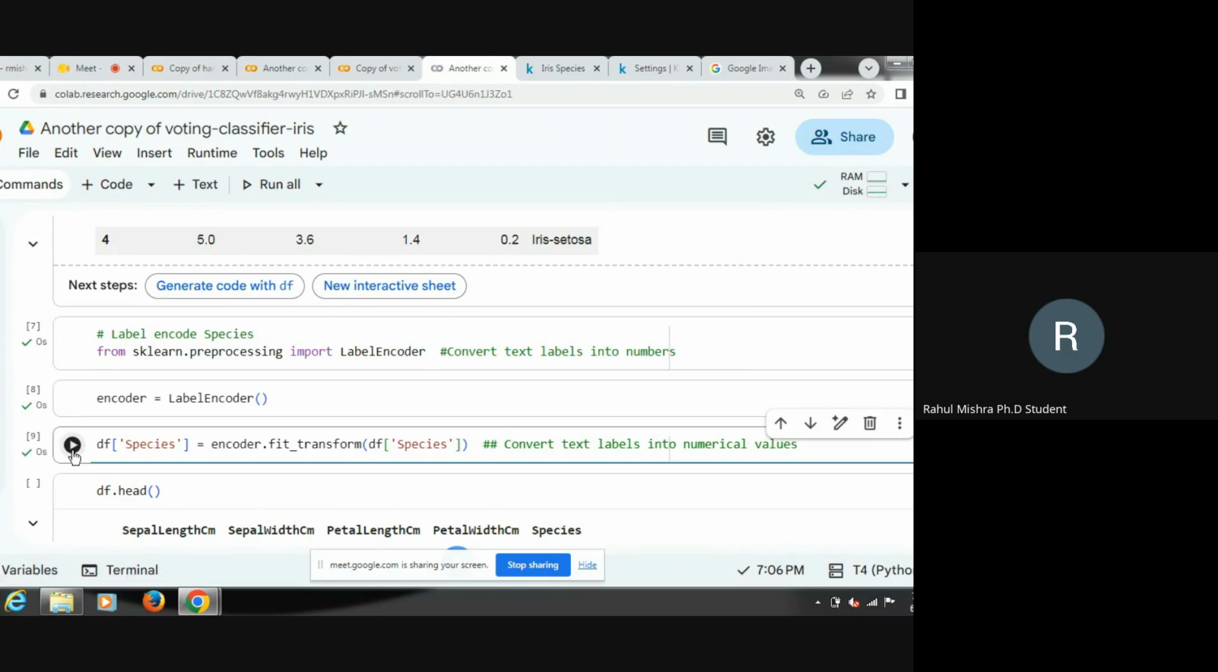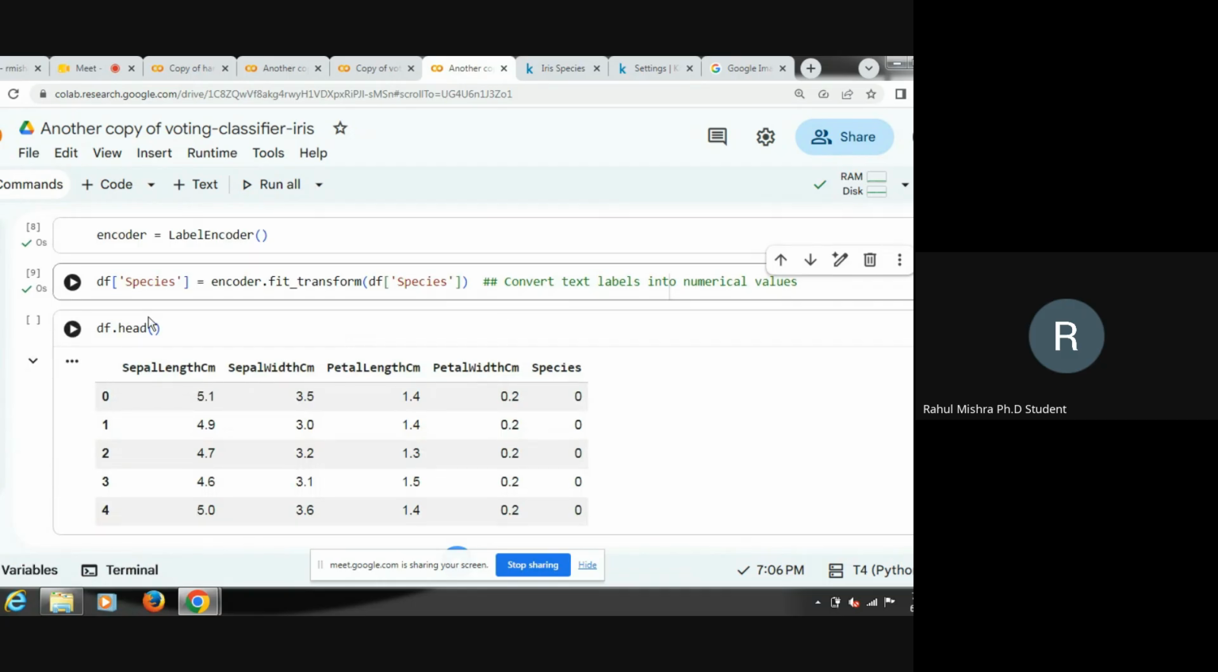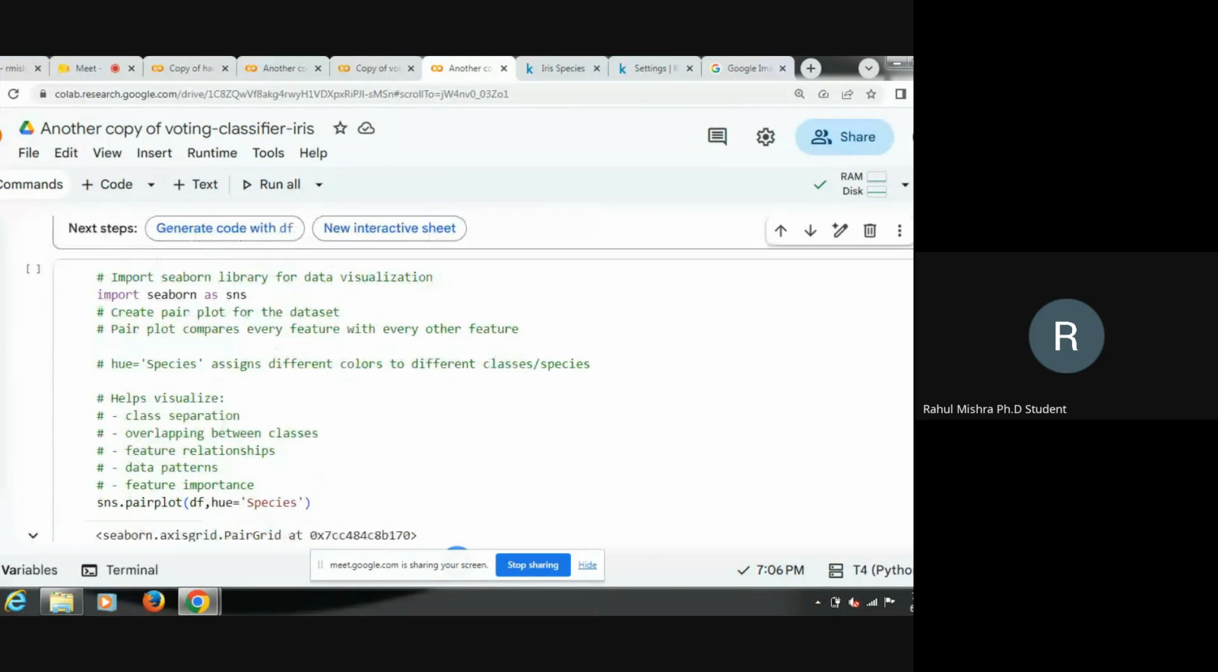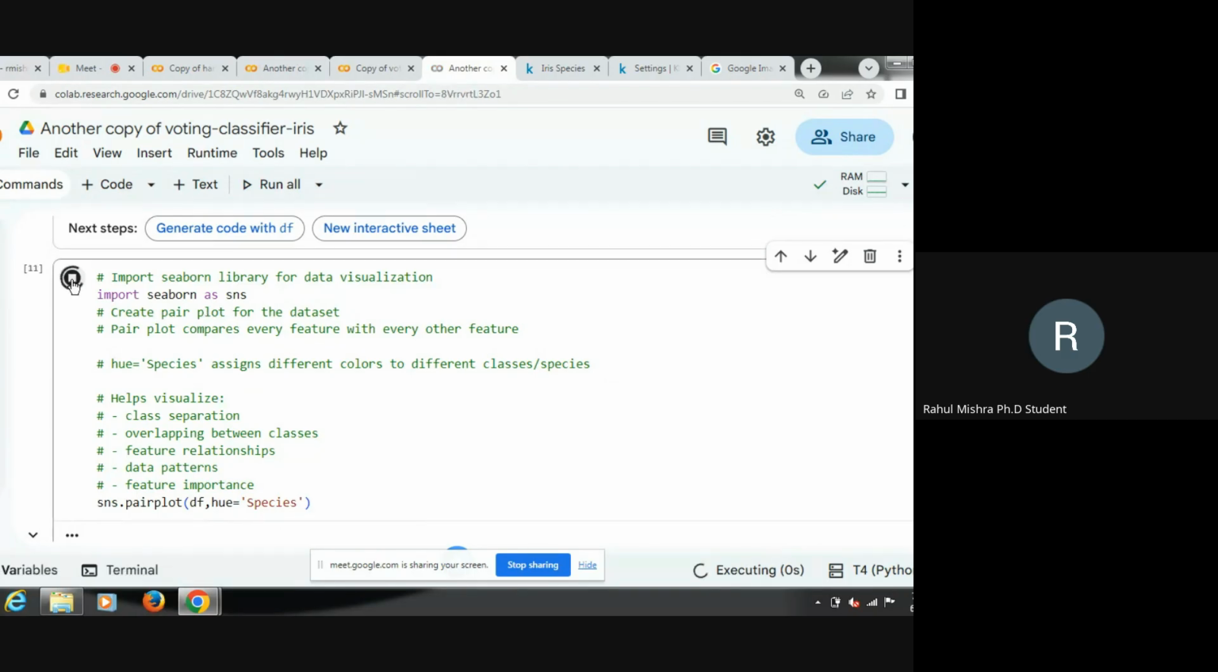I am running all those cells, and when I check, the species becomes 0, 1, 2, so that we can apply the machine learning algorithms. Now, this is the important part. We are plotting a pair plot so that we can find out how every feature is related to the other features. Let me just run this code.